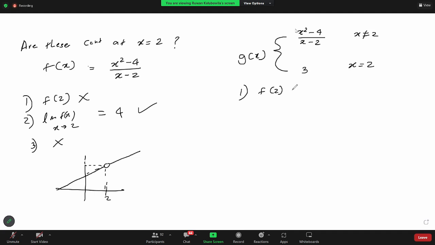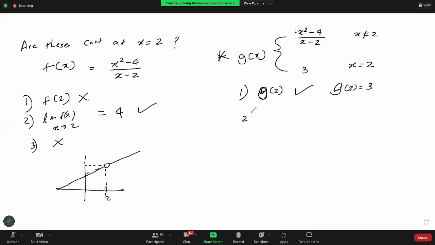Now tell me whether f(2) is defined at x equal to 2, when considering this function g(x). Sorry, this one should be g. Is g(2) defined or not? Defined. Yes, defined, because we have a value. When you consider this function, at x equal to 2 the function value is 3. Yes, this is defined and g(2) equals 3.